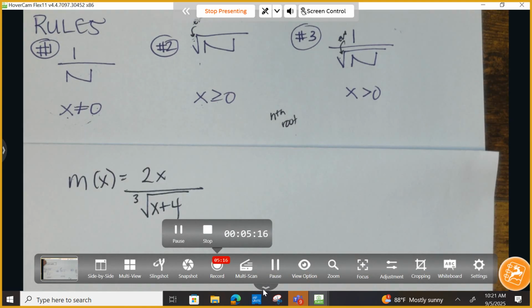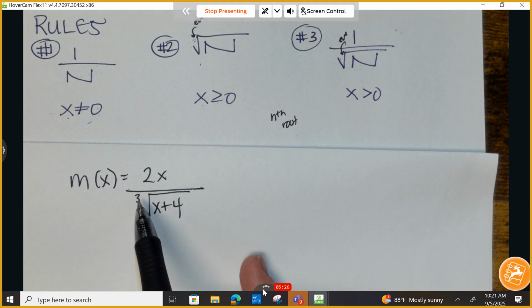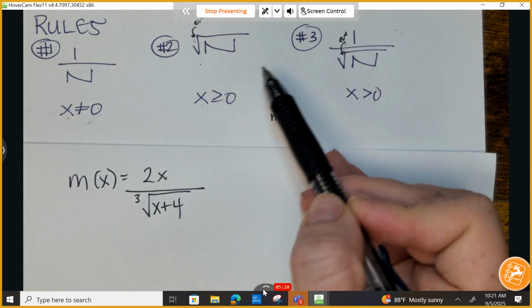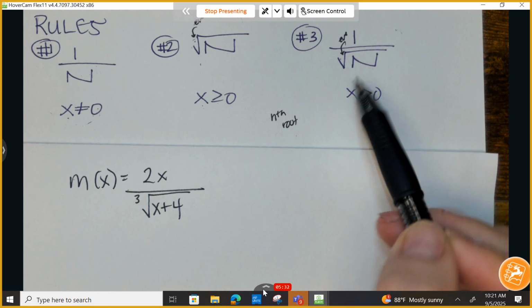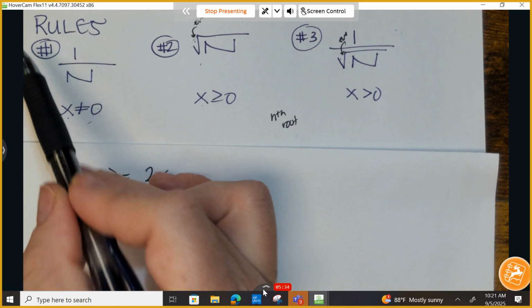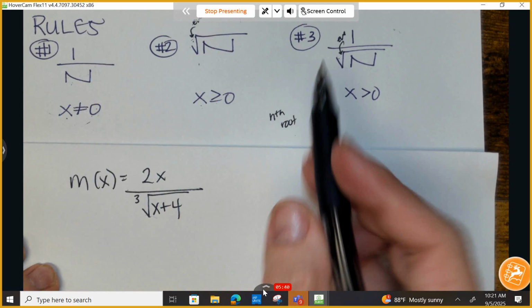This is the trickiest example thus far, because we see all these variables and we see a radical. So let's just go one by one. First one, when I look at this radical, is the nth root even? So I eliminate the chance of applying rule 2 or rule 3. Now rule 1 is only applied if there is a variable in the denominator. Is there a variable in the denominator? Yeah, there's an x in the denominator, so I'm going to apply rule 1.